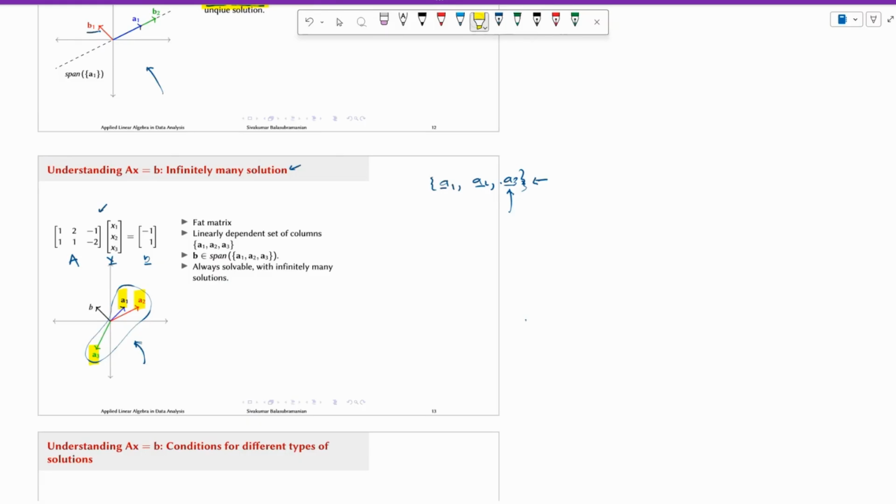Some of the conditions for having infinitely many solutions is that you have a fat matrix. Whenever you have a fat matrix, you have the possibility of having infinitely many solutions. The moment you have a fat matrix, linear independence of the columns is out. For sure, the set of columns of A will be a linearly dependent set.